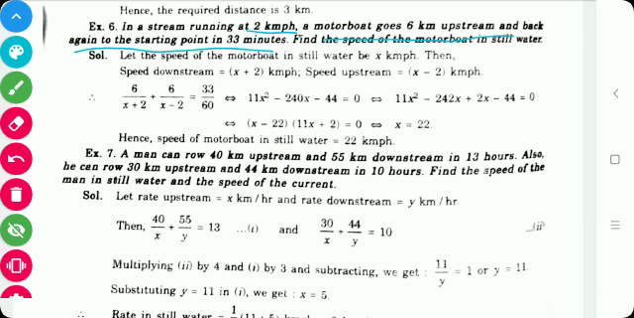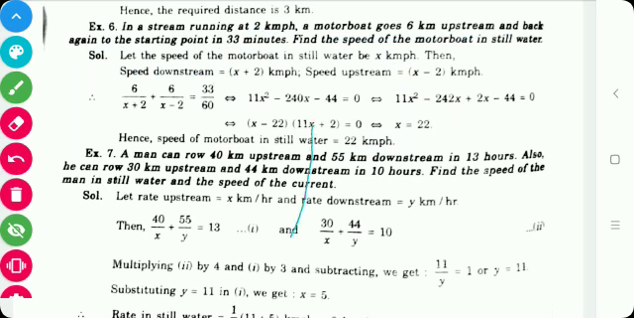So let the speed of the motor boat be x kilometer, and it is given that the rate of the stream is 2 km. So speed downstream is equal to x plus 2 and speed upstream is equal to x minus 2. So we will write this equation as 6 is our distance, so 6 upon x plus 2 plus 6 upon x minus 2 is equal to 33 by 60, since distance upon speed is time. After solving this equation, we will get x is equal to 22. Okay, so the speed of the motor boat in still water is 22 km per hour.